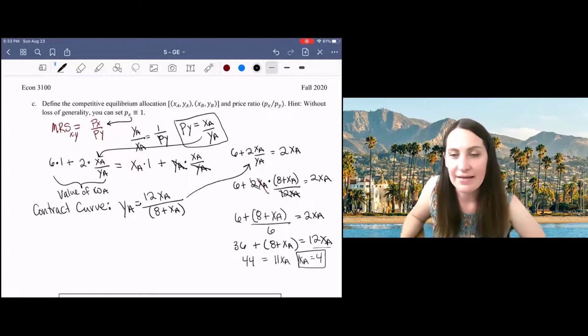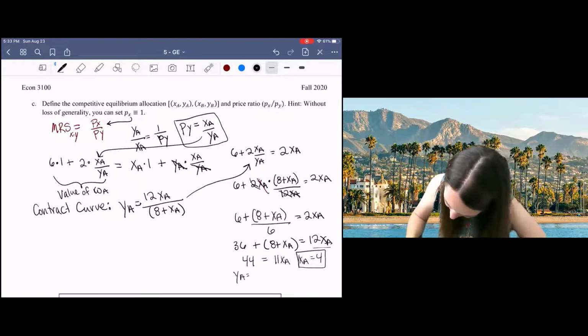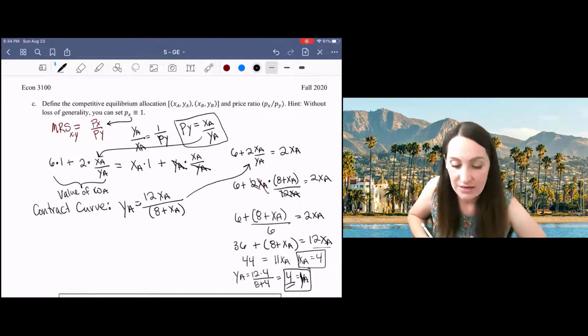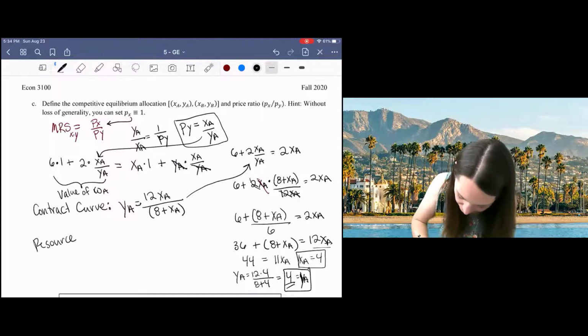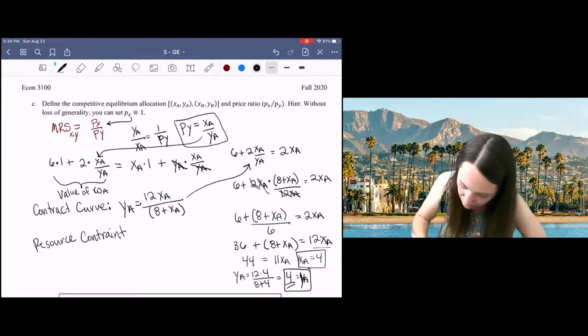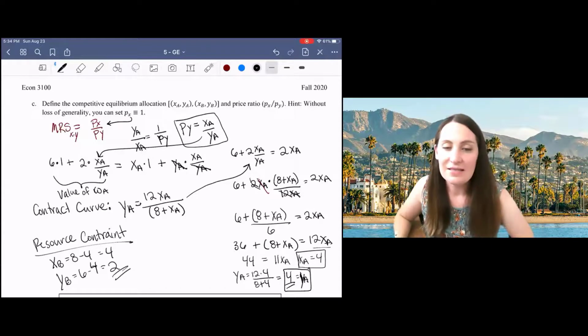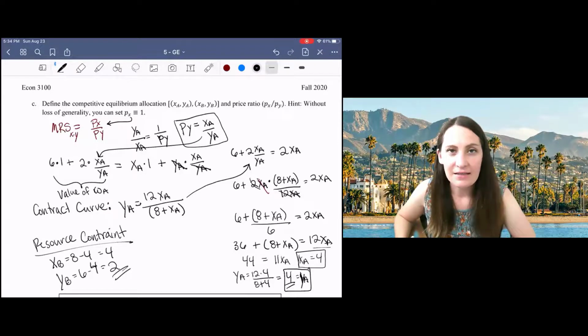And then I can plug that back in to get YA. 12 times 4 divided by 8 plus 4. So that is also going to be equal to 4. And then I can plug in further to my resource constraints to get the value of X and Y for consumer B, for Ben. So this is the competitive equilibrium point that we will reach if we begin at the initial endowment and just allow Anne and Ben to trade with each other.